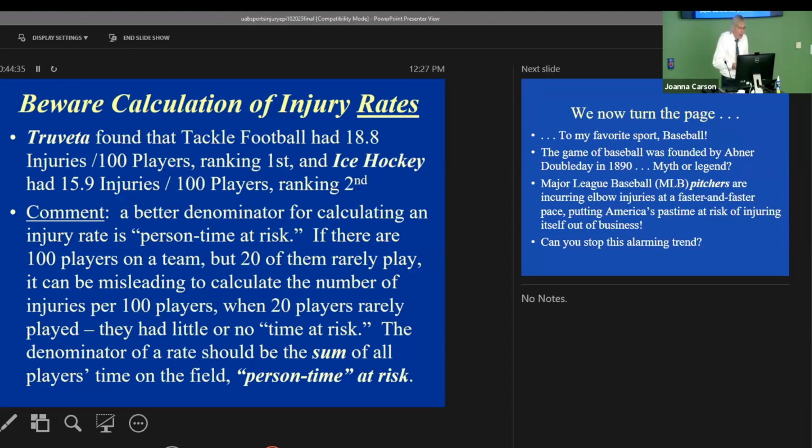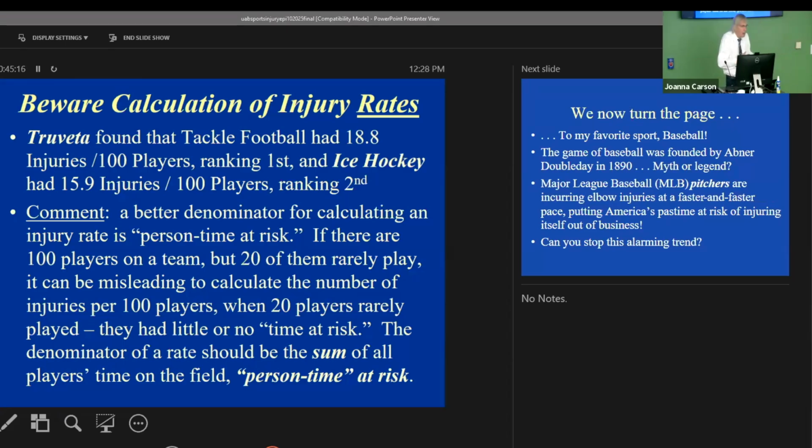The problem here is a different problem: per 100 players. When you express data that way, again, my long example, bullet number 2: if 20 or 30 of you are on the team and 3 of you get injured, is the injury rate the proportion 3 out of 30? But wait a minute, some of you are on the team but didn't get on the field, because we only need 6 people at once. So I think an improvement would be person time at risk.